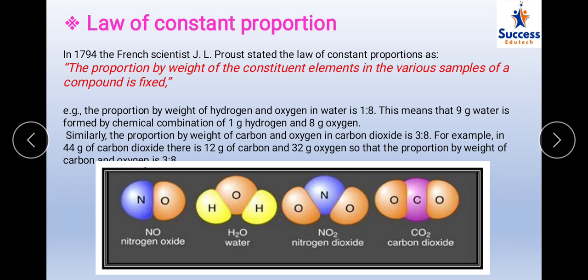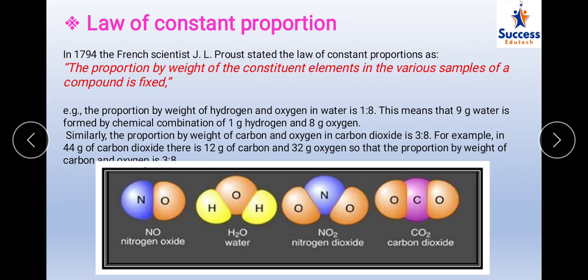Now moving on towards the law of constant proportion. These laws are very important to understand about matter. In 1794, the French scientist J.L. Proust stated the law of constant proportion as: the proportion by weight of the constituent elements in the various samples of a compound is fixed.